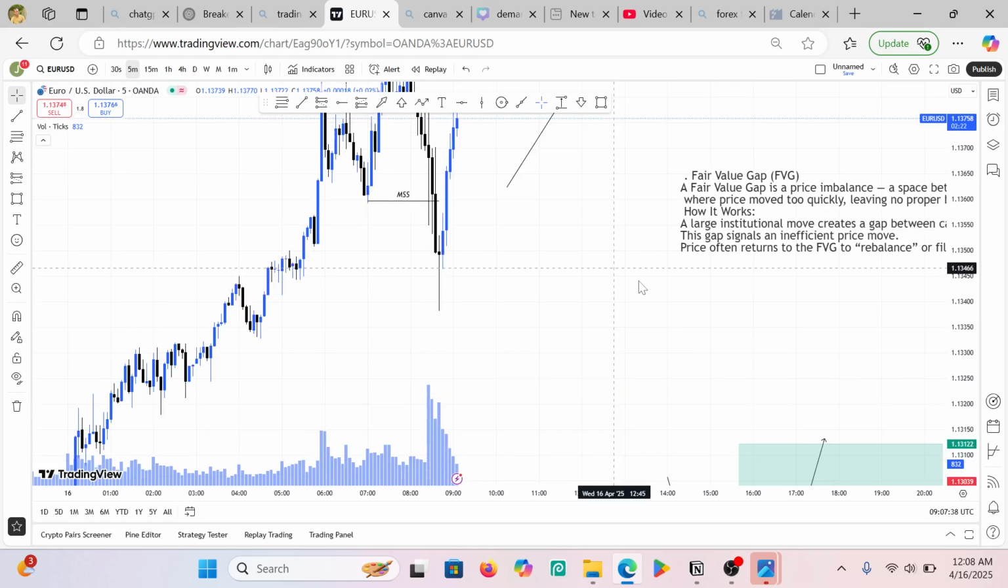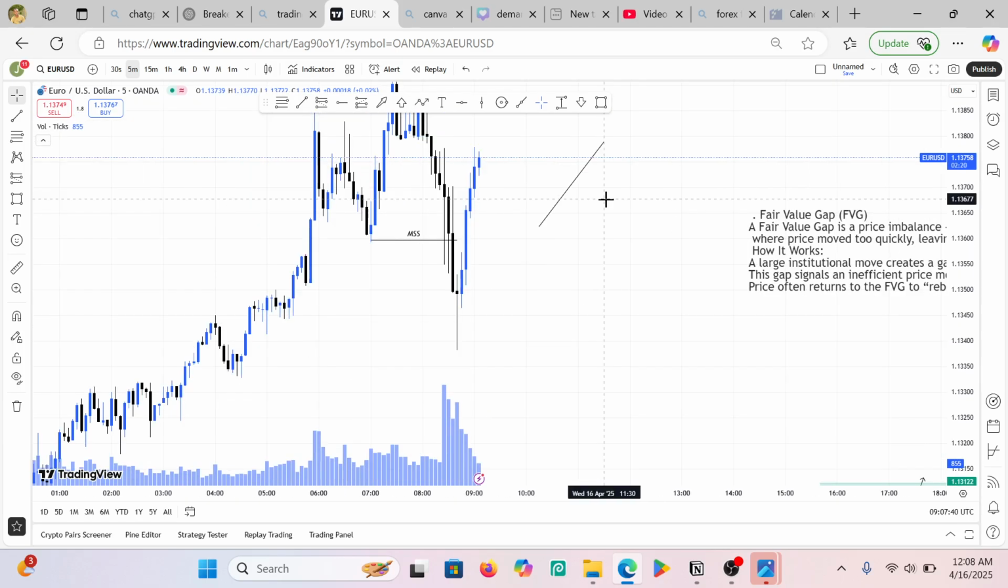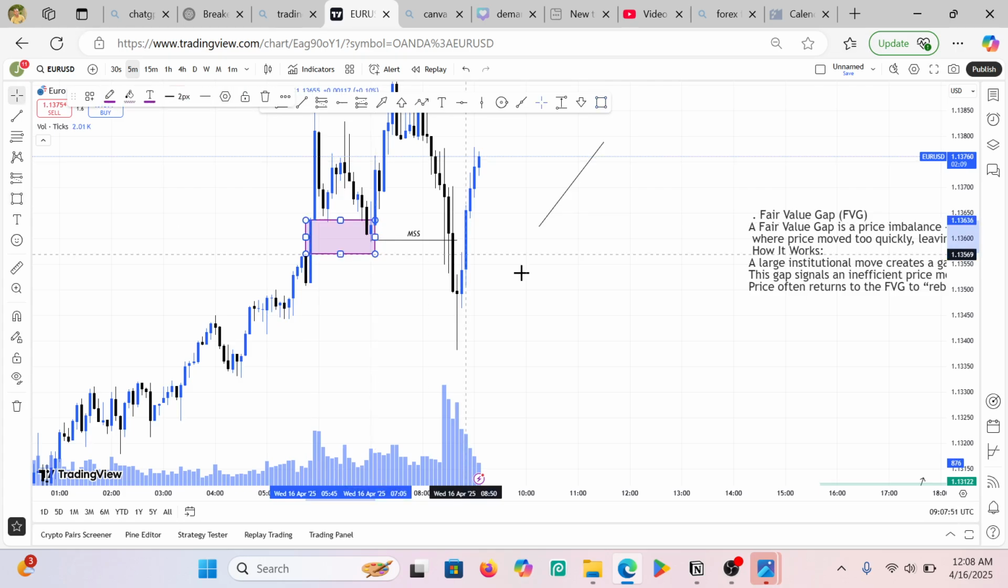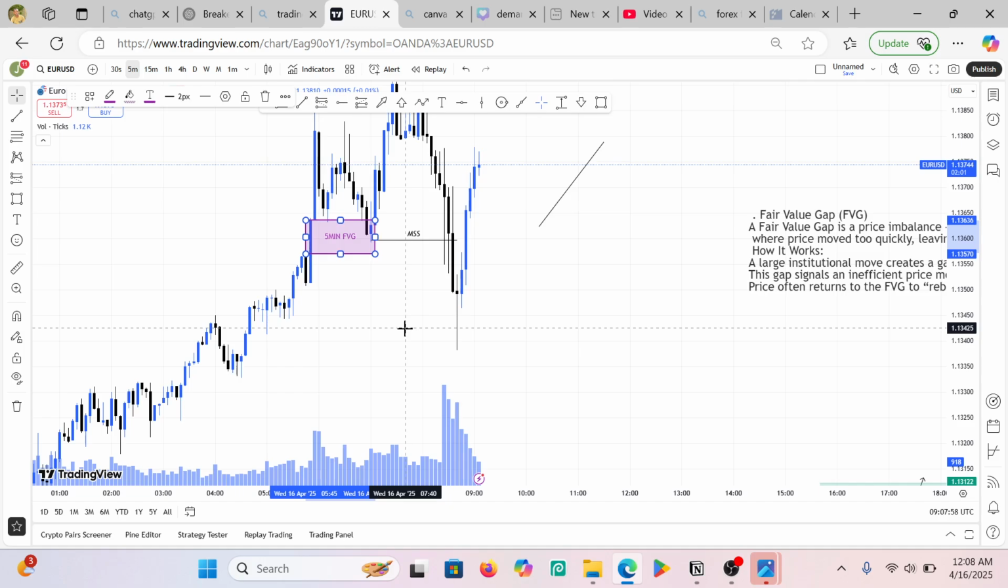I have told you, the color of the candlestick does not matter. You have 1, 2, 3. You mark the high of that candlestick and its low. As you can see, the market retraced on that fair value gap. This is a 5-minute fair value gap.